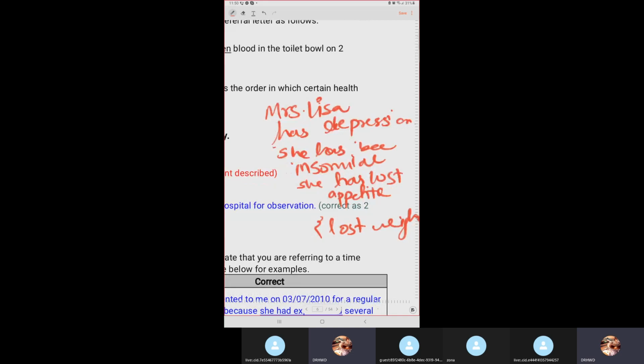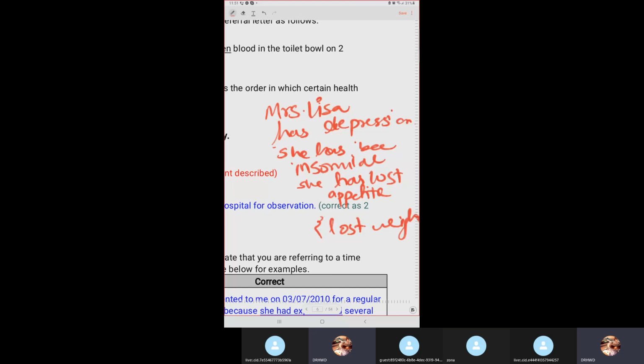Dr. Zona, can you tell me what happened first? Yes, Dr. Zona. Can you distinguish in this what happened first? Mrs. Lisa has infertility, she has lost weight, she's depressive, she's insomniac, she has lost appetite. You're just guessing, right? So when you write a letter like this, the examiner is only guessing what happened first. Now see how I write it, right?